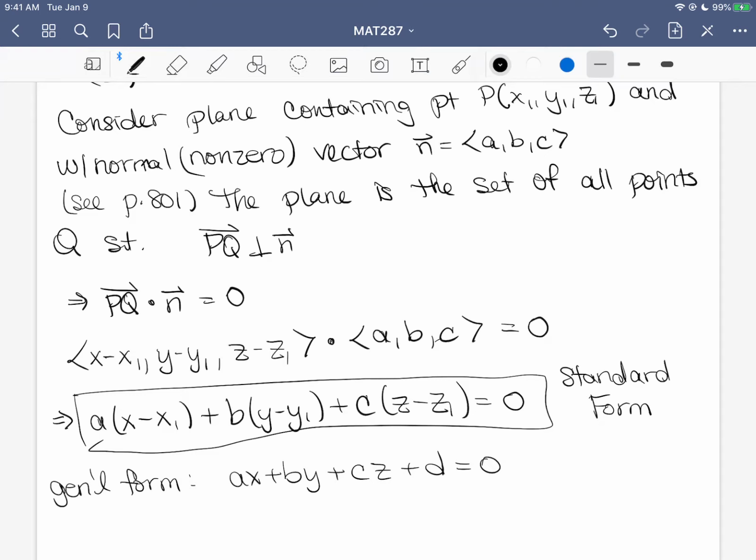Okay, notice here in the general form, we still can pick off the normal vector. n is still composed of the coefficients of x, y, and z. So n is a, b, c, and it is orthogonal to the plane.